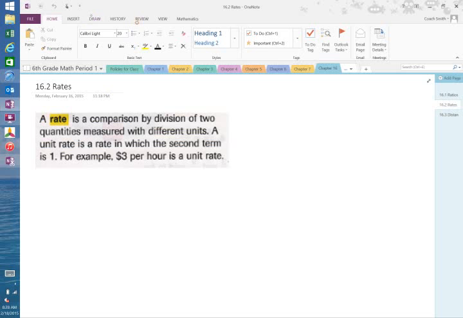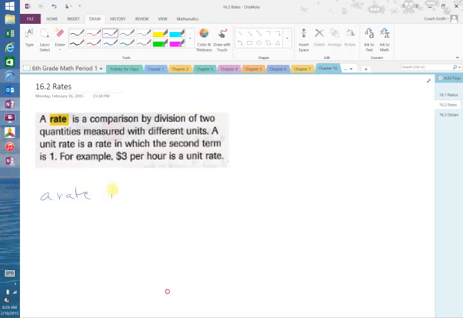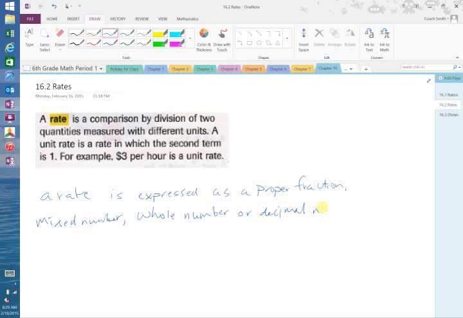Now, a rate is expressed as a proper fraction, mixed number, whole number, or decimal number. Yesterday, a ratio like 5/1 or 15/1 needed to stay that way. Today, it's not that way. If you got something that's 10/2, then you want to reduce that to 5, okay?